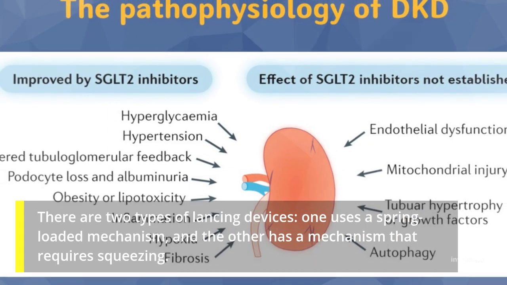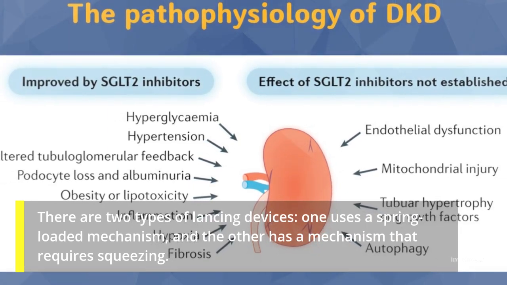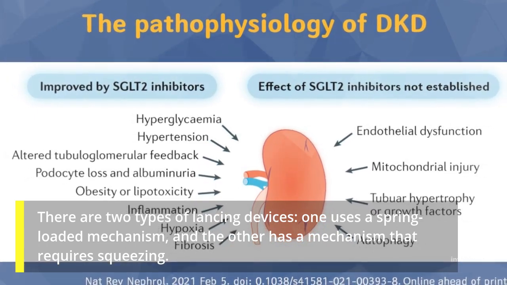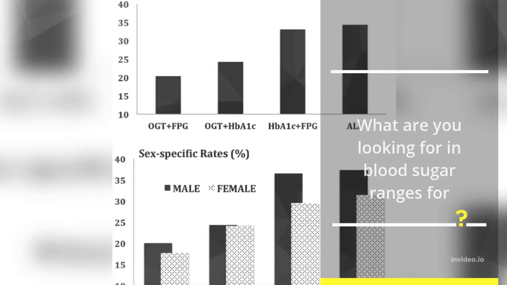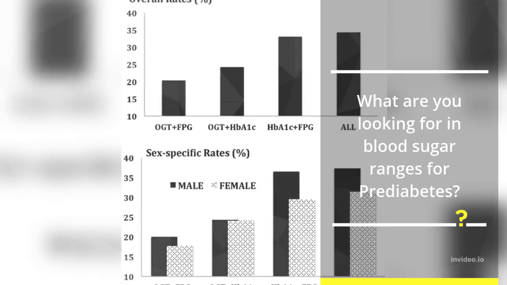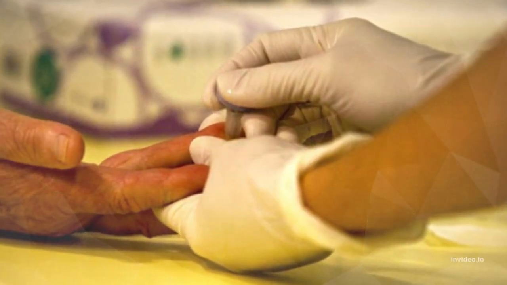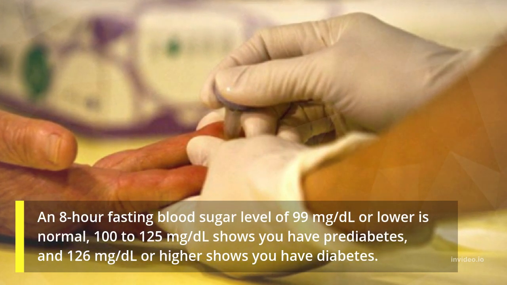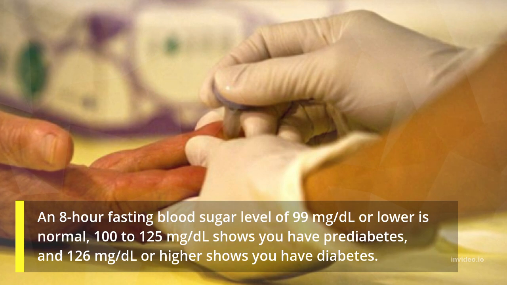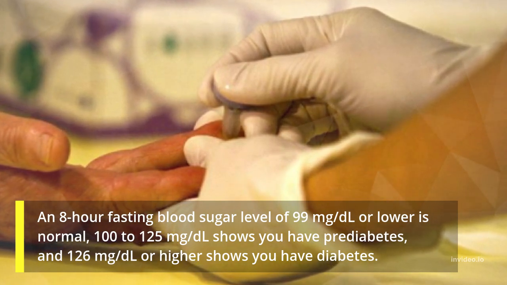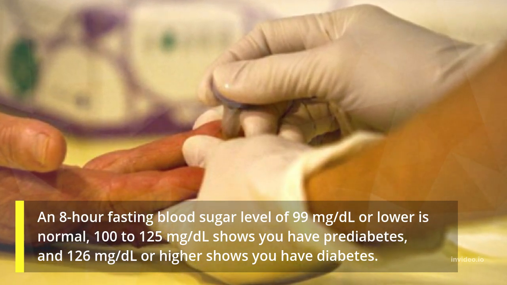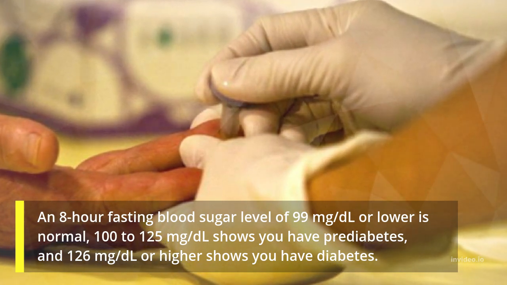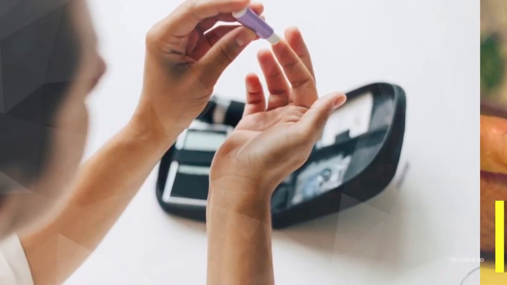There are two types of lancing devices: one uses a spring-loaded mechanism, and the other has a mechanism that requires squeezing. What are you looking for in blood sugar ranges for prediabetes? An 8-hour fasting blood sugar level of 99 mg/dl or lower is normal. 100 to 125 mg/dl shows you have prediabetes, and 126 mg/dl or higher shows you have diabetes.